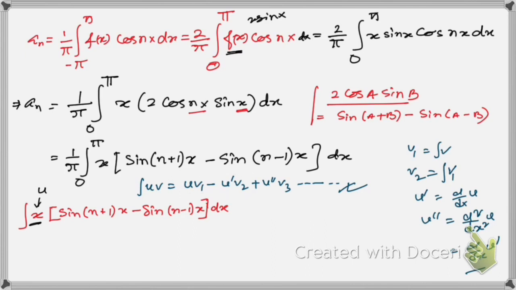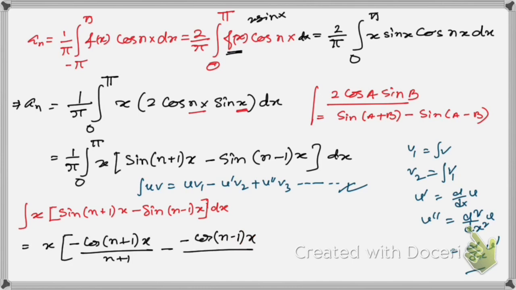If you integrate this, so now you see this result will be equal to u, that is x here, then integration of this v. You can see integration of sine (n+1)x is going to be minus cos((n+1)x) divided by (n+1), then minus, again integration of this will be minus cos((n-1)x) divided by (n-1), right? That's what we have got.